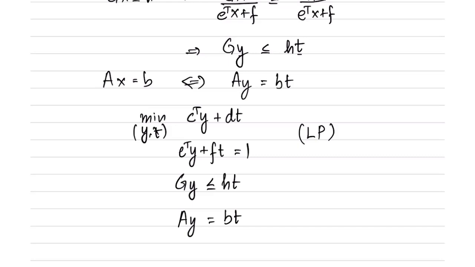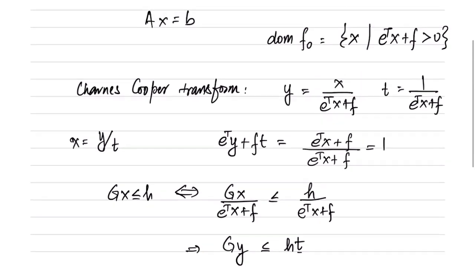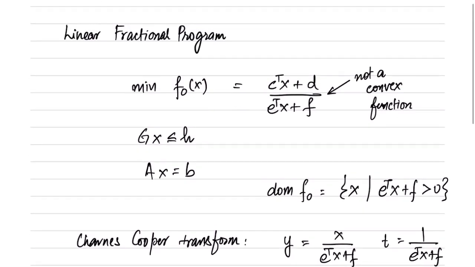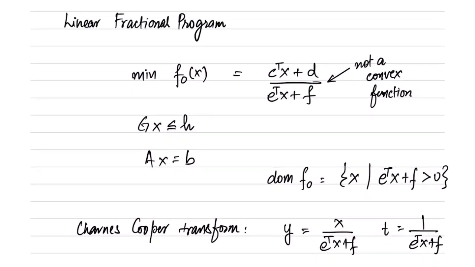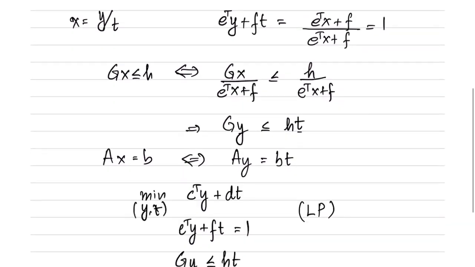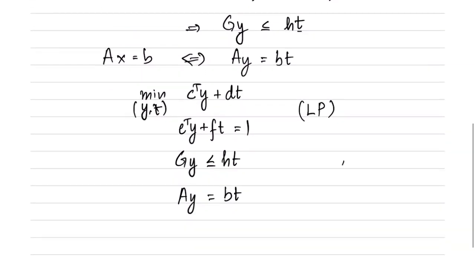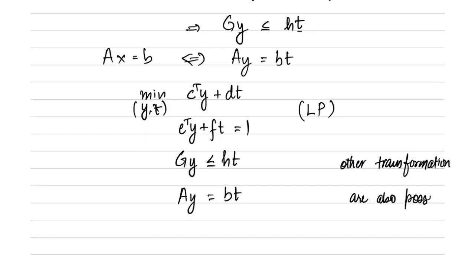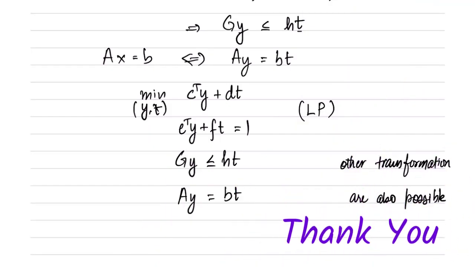Now this kind of transformation only works when the objective is linear fractional, not if the constraints are linear fractional. So it's a specific kind of transformation. Of course, I should mention that other transformations are also possible. So this is not the only transformation which will render this problem convex. So other transformations are also possible.